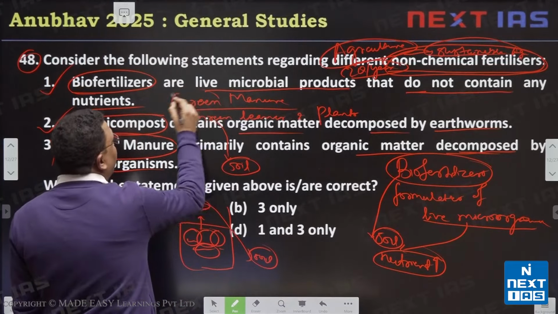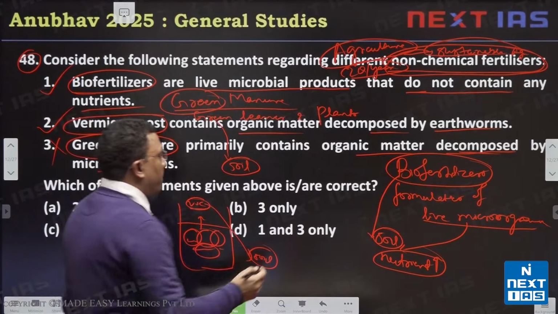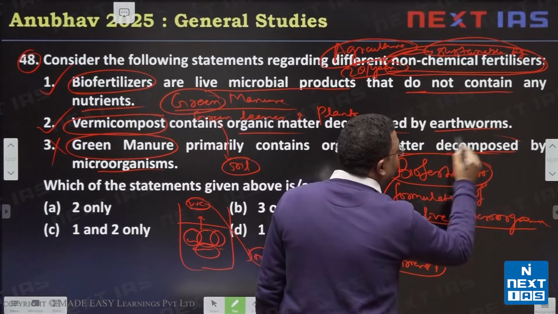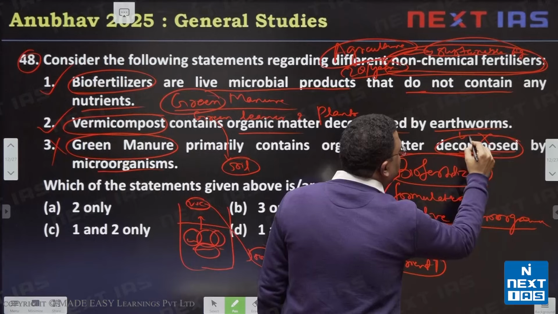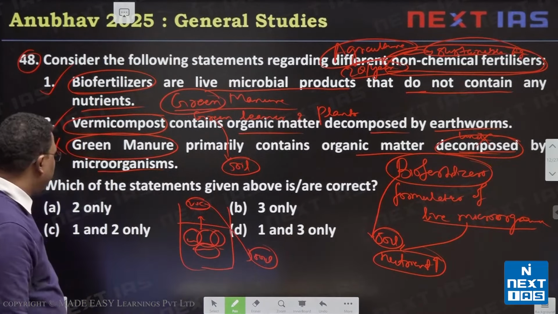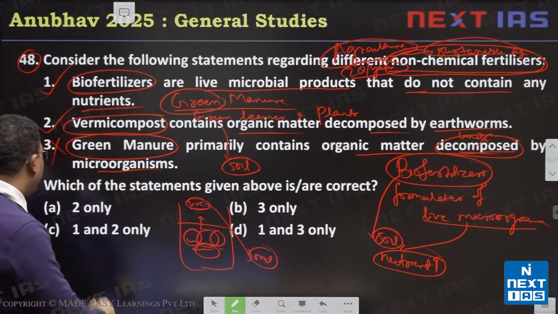And that's why in fact it is called green manure. So the statement that it primarily contains decomposed organic matter is not correct. They are basically undecomposed, right? So the third statement is not correct. The correct answer here will be 1 and 2 only.